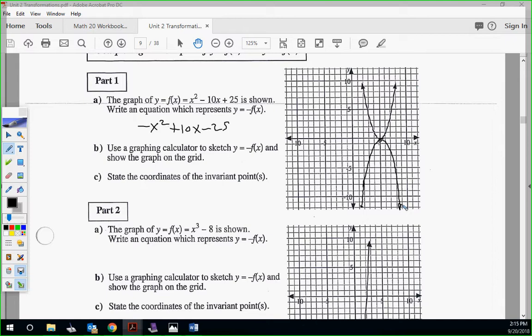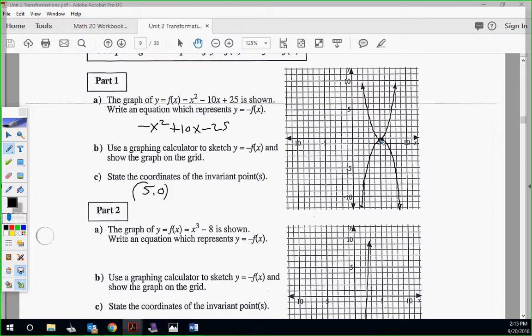State the coordinates of the invariant point. The invariant point right there that they flipped over would be 5, 0. 5, 0 is the invariant point for that parabola. If you're not sure what I'm saying, it's this point here because this point didn't change. My parabola's going up, I flipped it, and that point is still part of the graph. It didn't move because it's on the reflection line. Okay, questions on that?